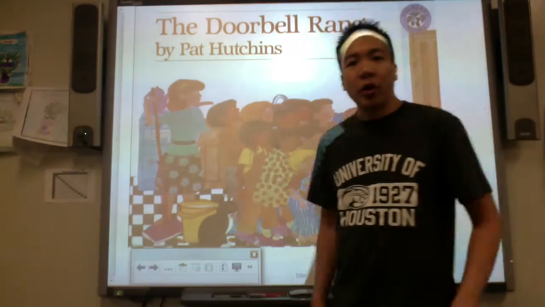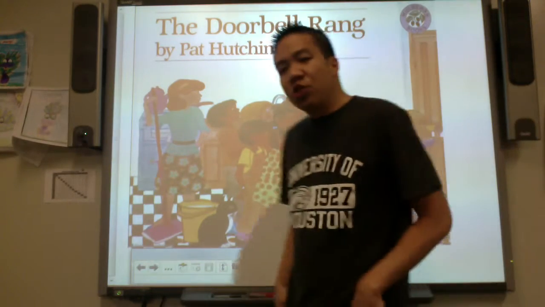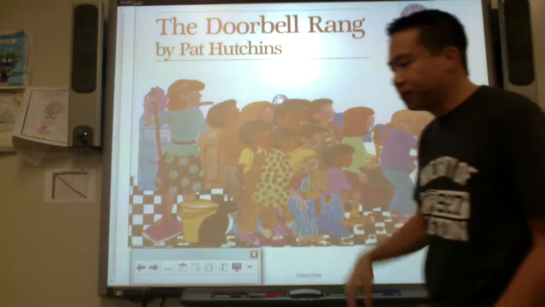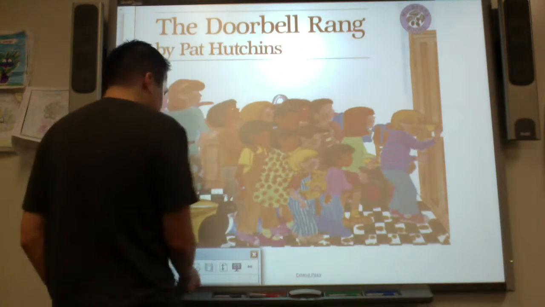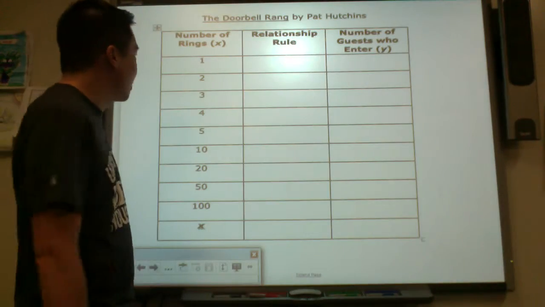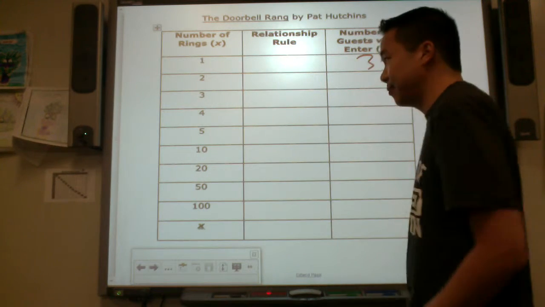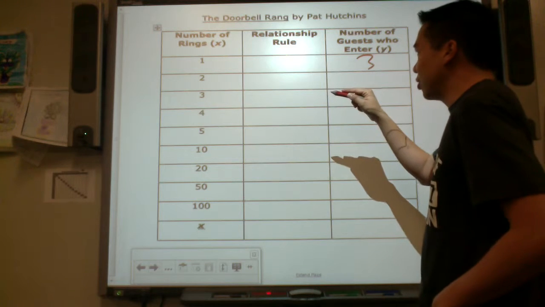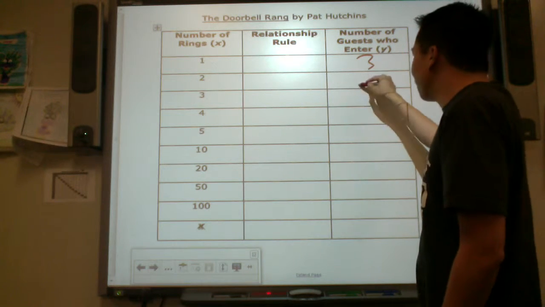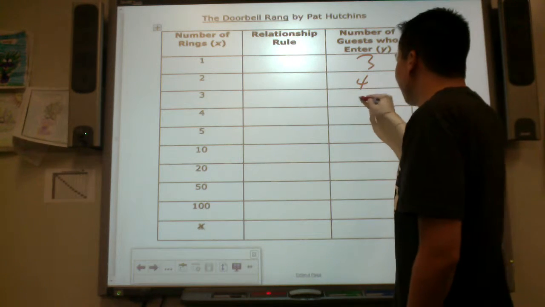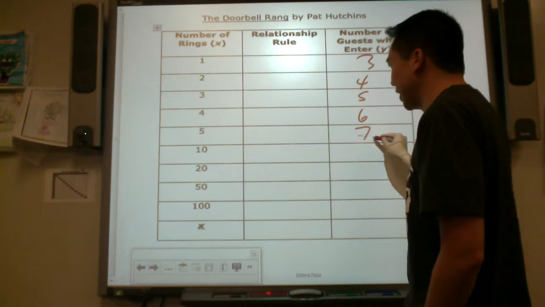We're going to be reading a storybook called The Doorbell Rang. In this story, guests arrive in the home. They all want grandma's cookies. When the first doorbell rang, they had 3 guests. When the second doorbell rang, they had 4 guests arrive. And the third doorbell, they had 5 guests, then 6 guests, 7 guests.